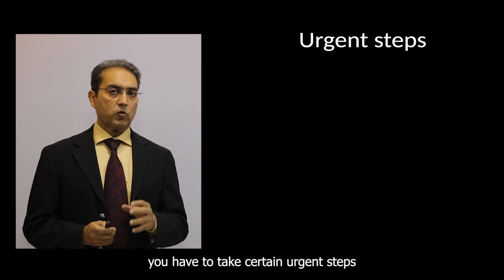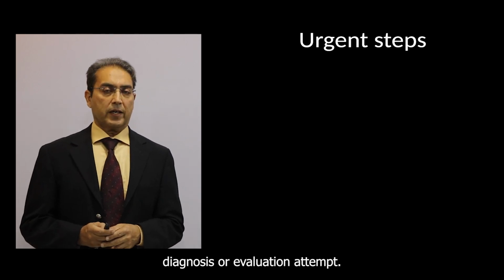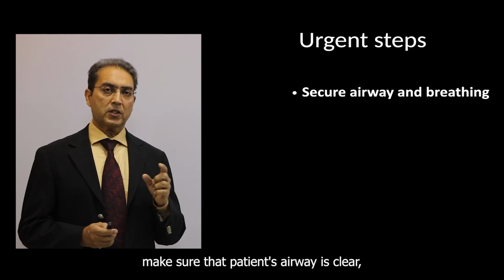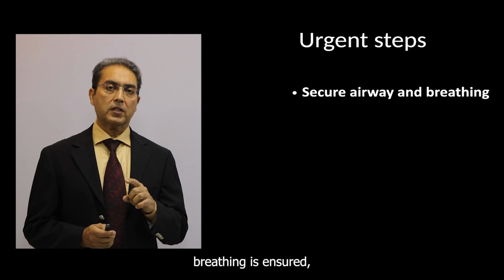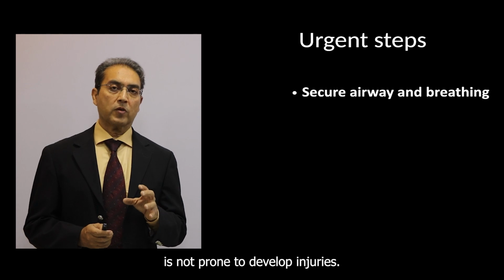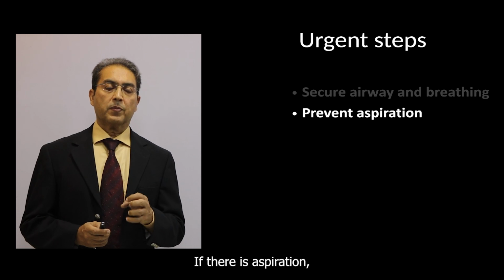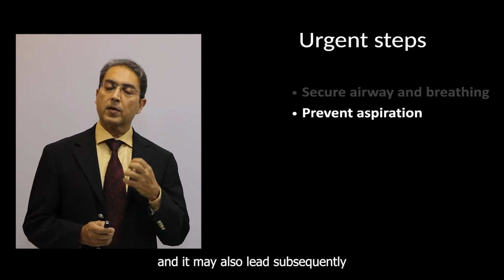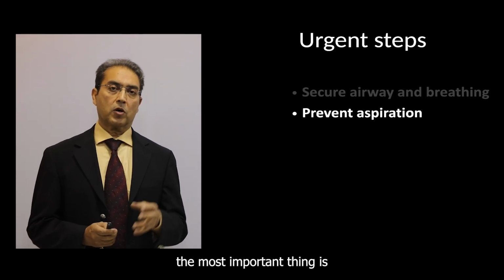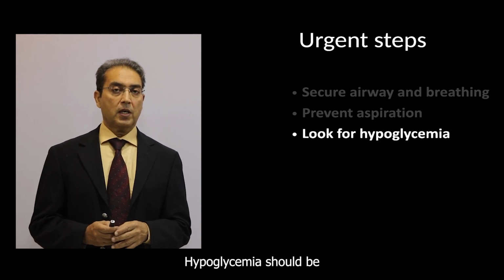What you have to do is take certain urgent steps before you make a detailed diagnosis or evaluation attempt. First, make sure that the patient's airway is clear, breathing is ensured, and the patient is placed in a place where the patient is not prone to develop injuries. So you prevent aspiration. If there is aspiration, it may cause choking and respiratory embarrassment, and it may also lead subsequently to aspiration pneumonia. And the third, most important thing is you go for checking the blood sugar. Hypoglycemia should be immediately assessed.